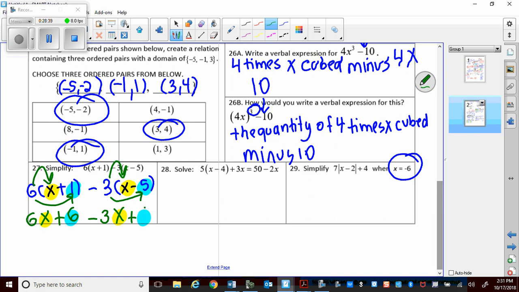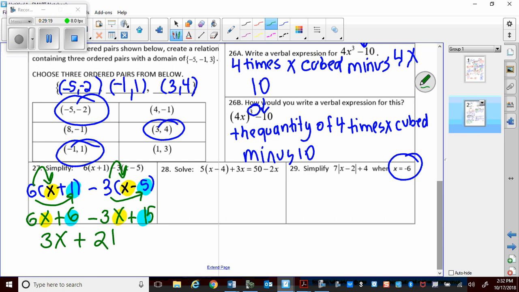Positive what? 15. Are we done? Can I leave it like that? What are my like terms? X. So 6x minus 3x is how many x's? 3 x's. 6 plus 15 is what? 21. Can I write it like that? What's wrong with that? You cannot forget the symbol. Should I be combining 3 x's and 21? No. They are not like terms. If you still don't get it, you need to practice.